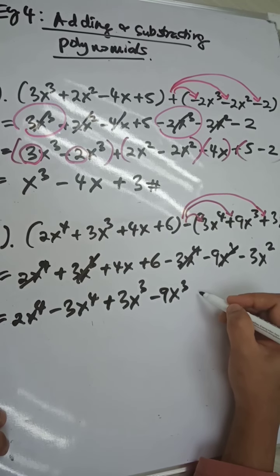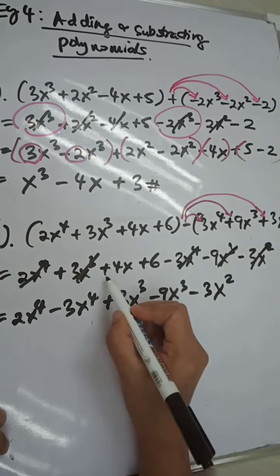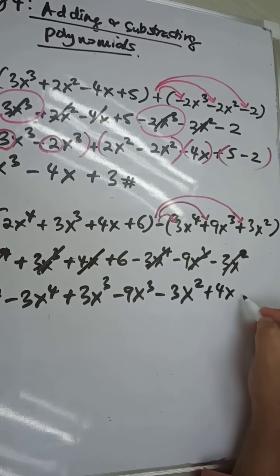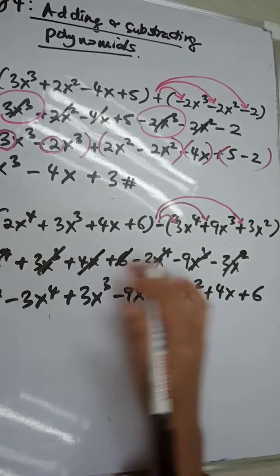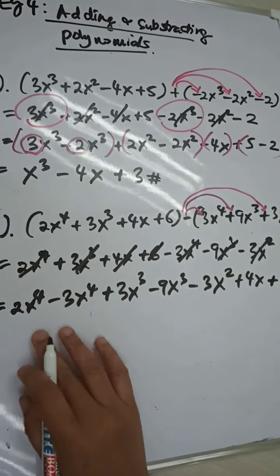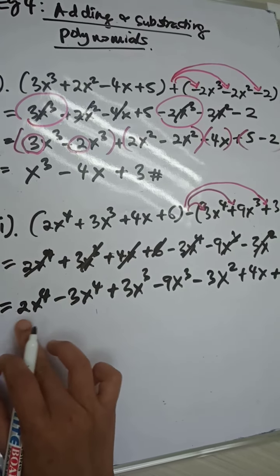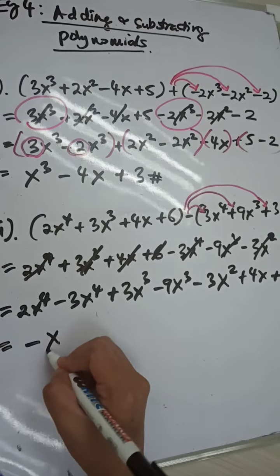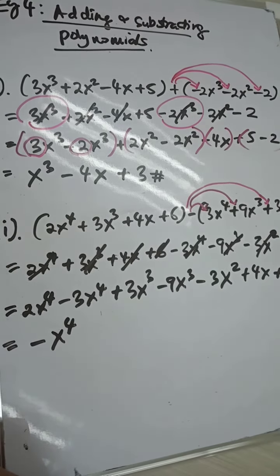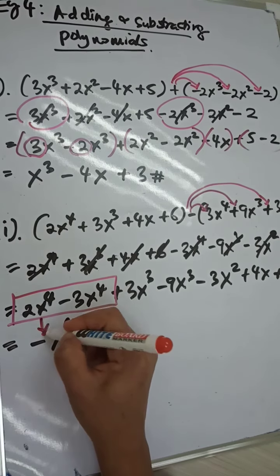4x. No, we have negative 3x square here, and plus 4x plus 6. Okay, now you already cancel all, we write it for the next step. Now, okay, solve this one. 2 minus 3, we get negative x power of 4. Okay, for the first part, we get x power of 4.